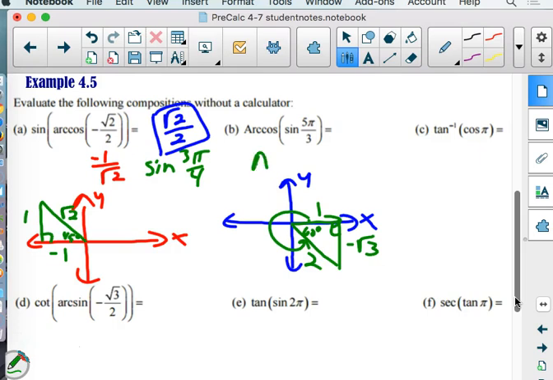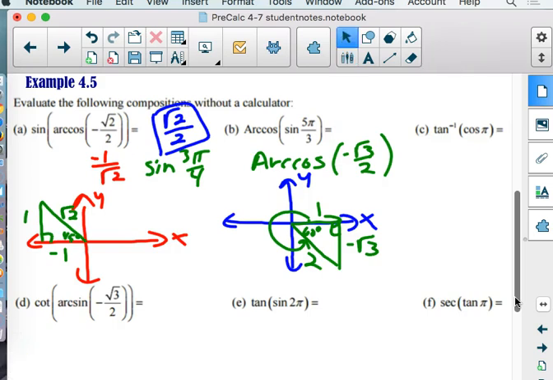Okay. So we have to find the arc cosine of negative square root of 3 over 2. Uh-oh, I think we have a problem. Inverse cosine would be in fourth quadrant for inverse cosine. Okay, where do we go? First or second for inverse cosine that's negative. Second quadrant, got to be over here.